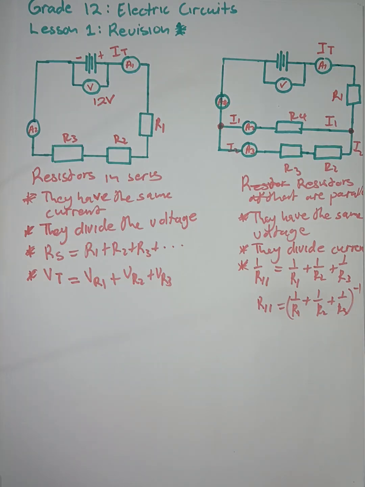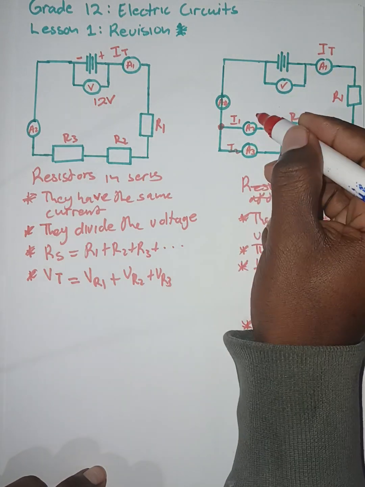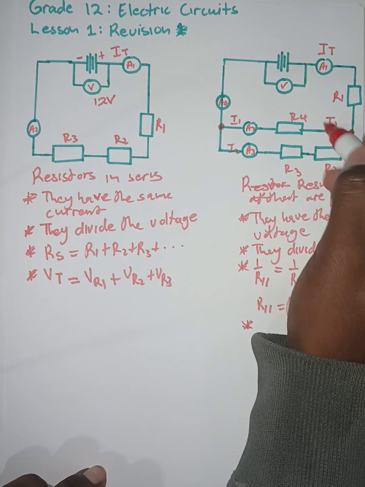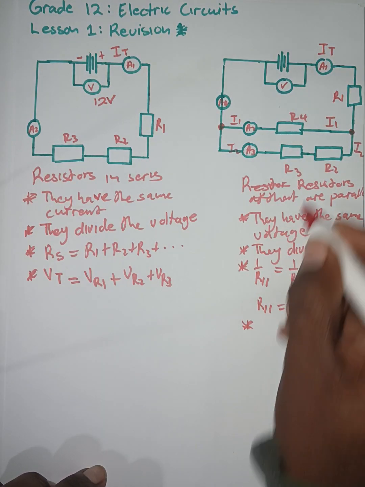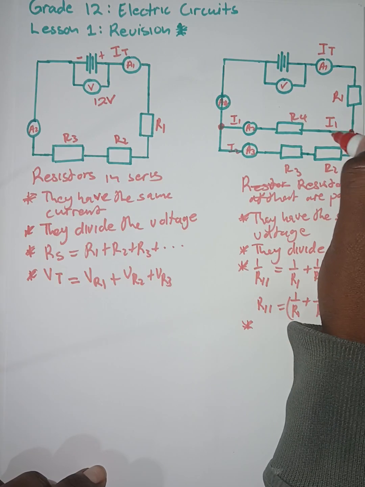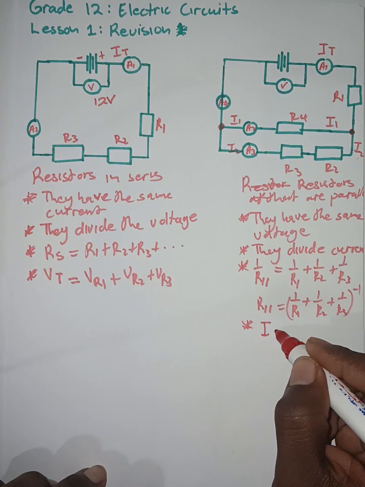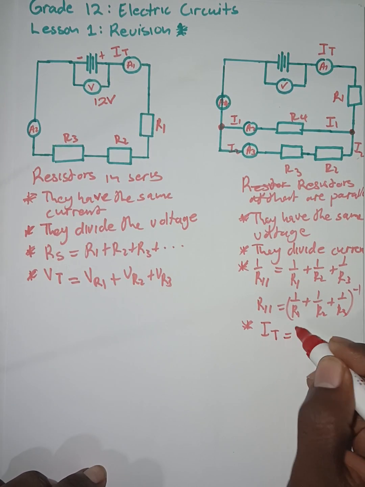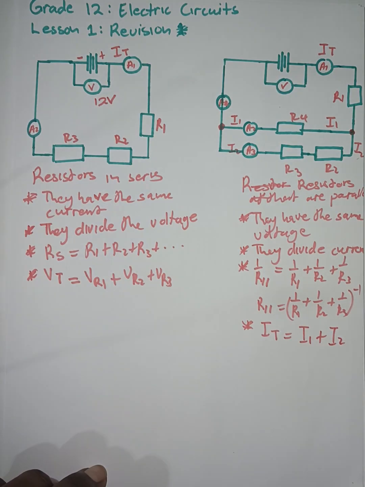So again, another thing that you should have learned is that, remember we said the current, when it gets to that node, splits into I1 and I2. Remember the current that was here would be I total. So when I take I1 plus I2, I must always get the total current. I'm only looking at those two branches, so this would be equal to I1 plus I2. I hope that makes sense.